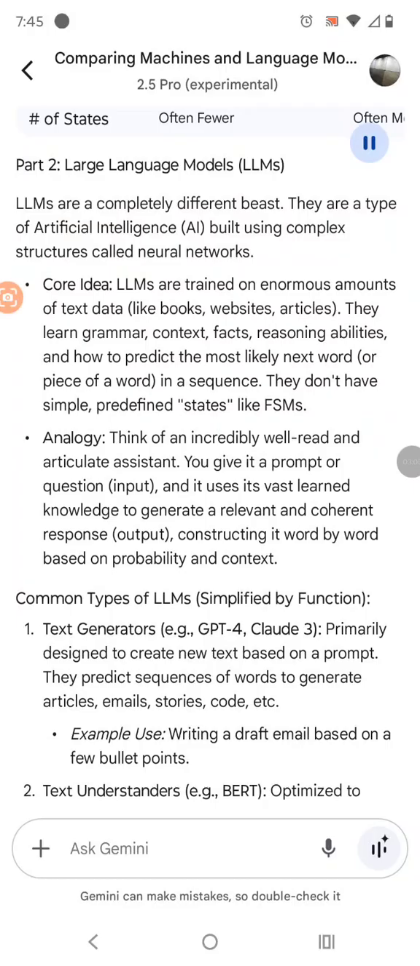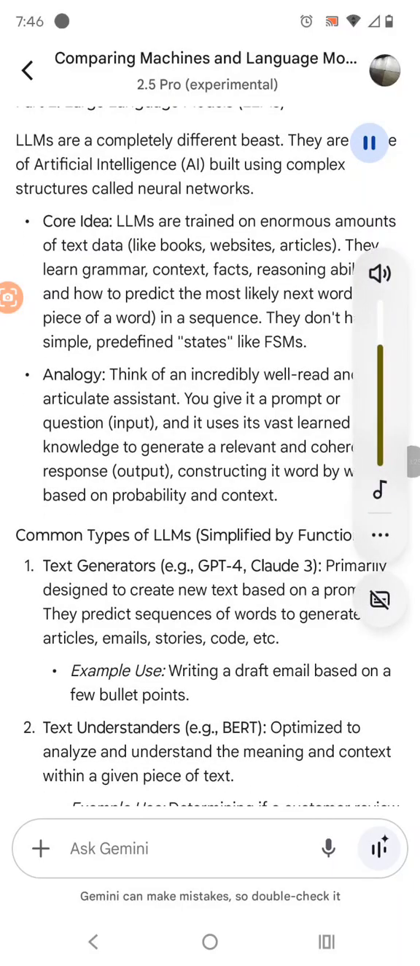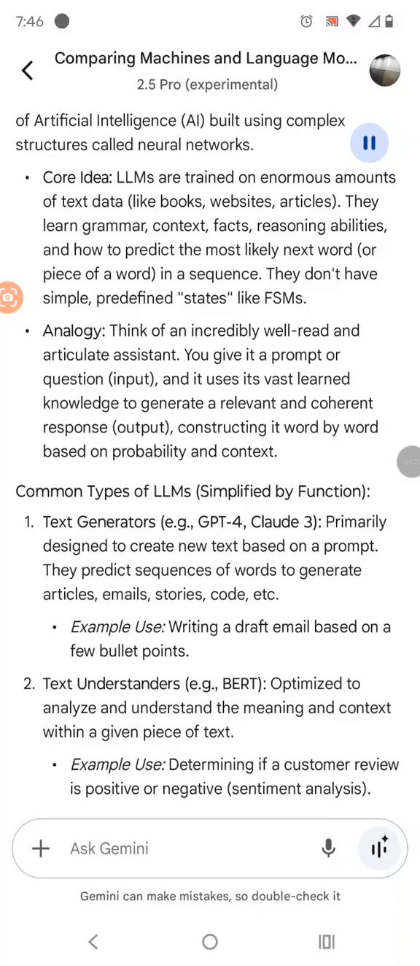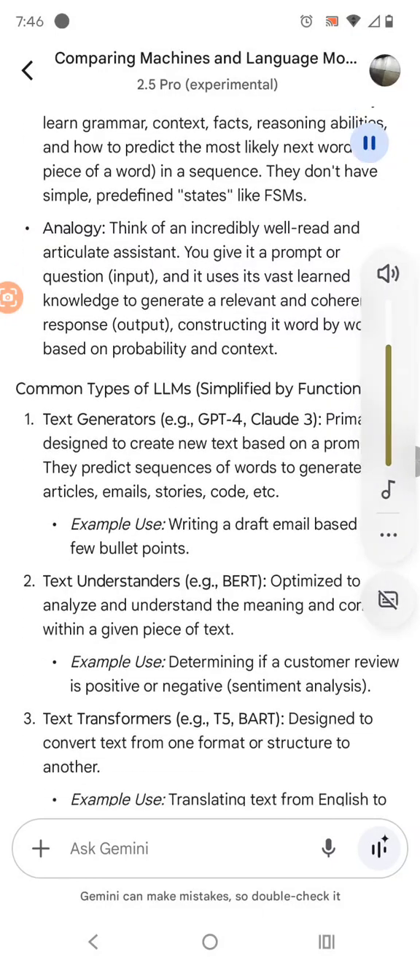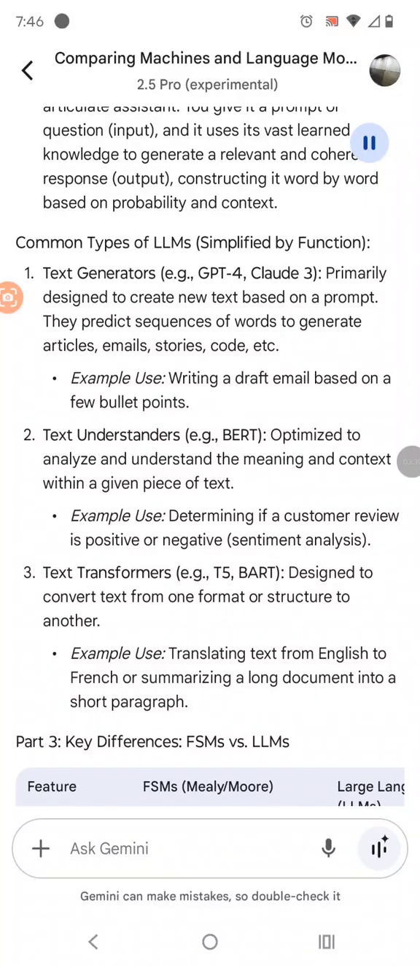Analogy. Think of an incredibly well-read and articulate assistant. You give it a prompt or question, input, and it uses its vast learned knowledge to generate a relevant and coherent response, output, constructing it word by word based on probability and context. Common types of LLMs, simplified by function. 1. Text generators, e.g. GPT-4, Claude 3, primarily designed to create new text based on a prompt. They predict sequences of words to generate articles, emails, stories, code, etc. Example use, writing a draft email based on a few bullet points.